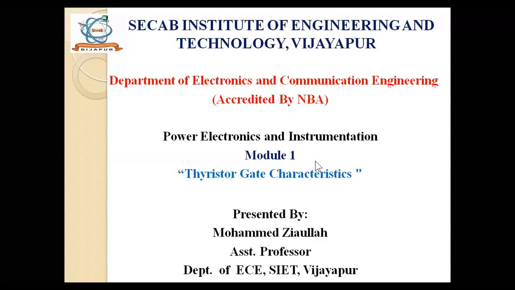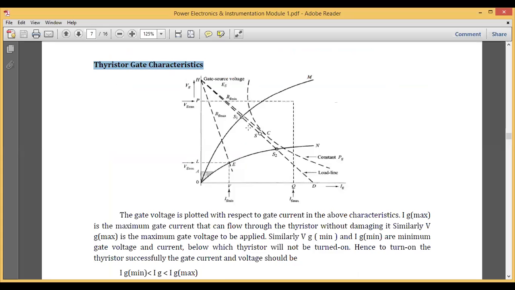If we apply a very small gate voltage, there is a possibility that even though your SCR is in the on state, it will not be in the conduction mode; it will be in the forward blocking region. That is how we saw in our previous video lecture how the VI characteristics of SCR represent its operation. That is another very important question from the exam point of view. Today we will see in more detail the thyristor gate characteristics.